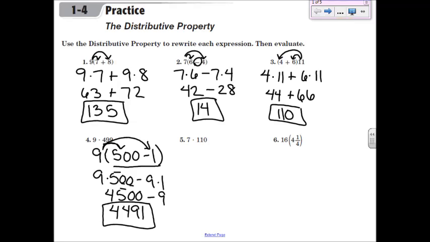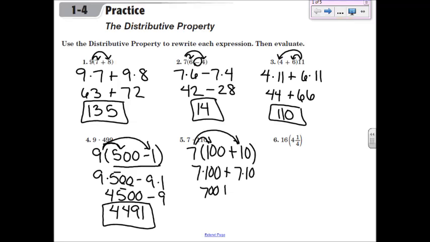Again, in number 5, I'm looking to rewrite the number so that I have something that ends in a 0. Now, 7 times 110 ends in a 0, and you might know offhand that that would be 770, but if you don't, you can rewrite 110 to be 100 plus 10. And then we have 7 times 100 and 7 times 10. And hopefully we all know that 7 times 100 is 700, and that 7 times 10 is 70. So we end up with 770.